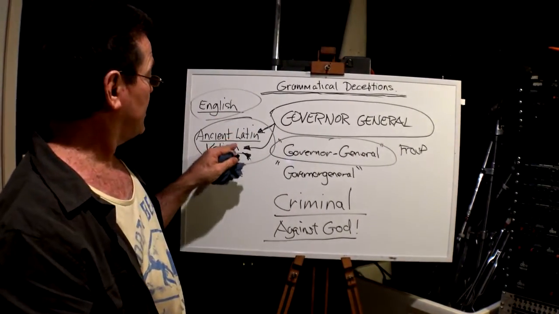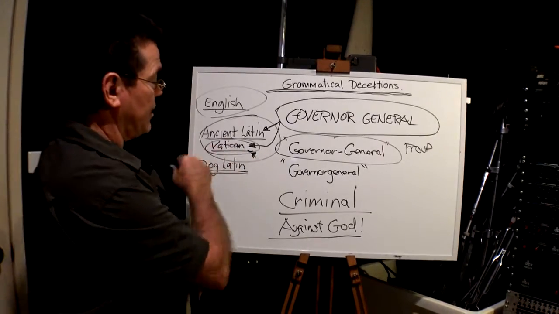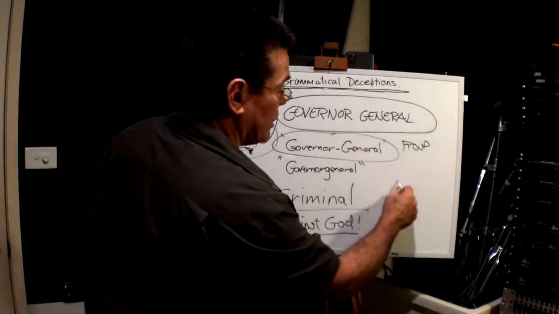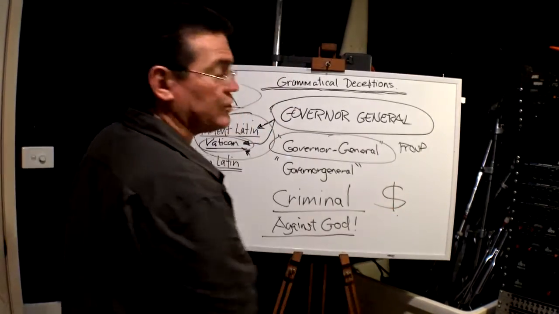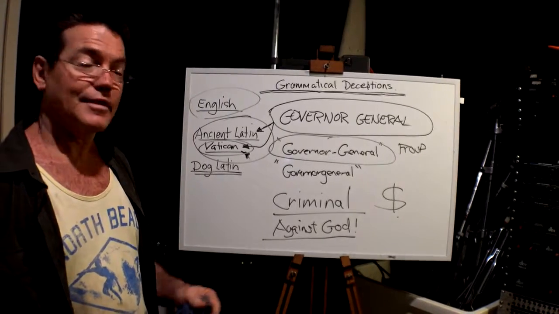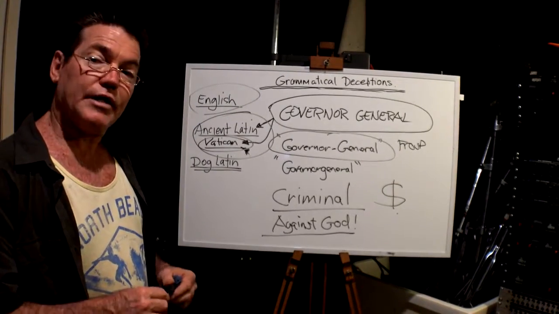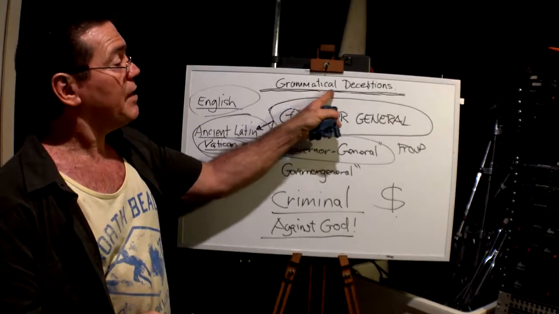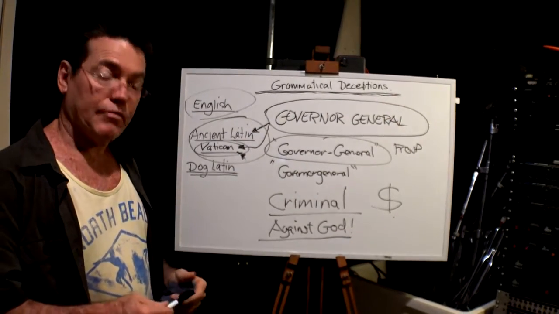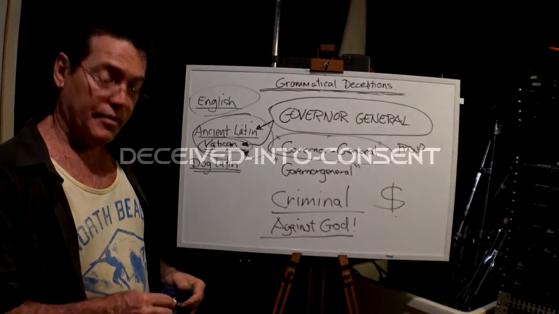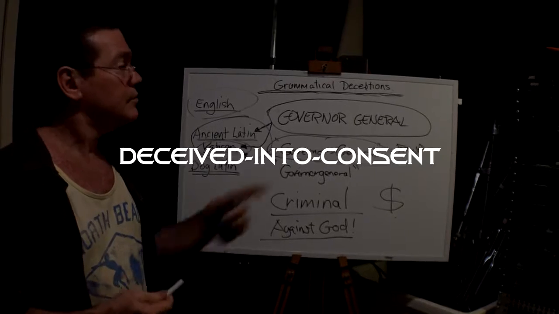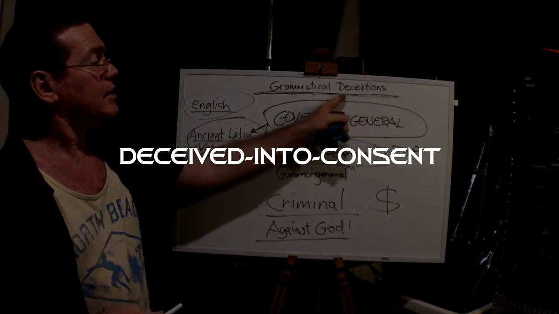It suits the Vatican, and it suits their corporations, and it also suits the one-stroke dollar. It's the biggest lie that's perpetrated. It is the biggest grammatical deception perpetrated against the people of Australia, the people of the world, and that's how they did it, through the grammatical deceptions.